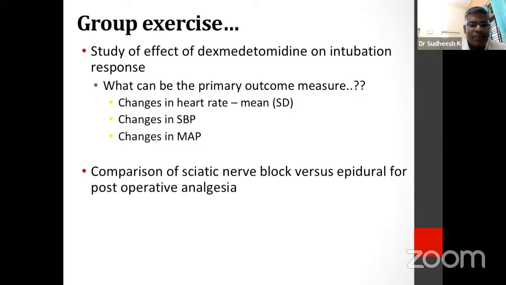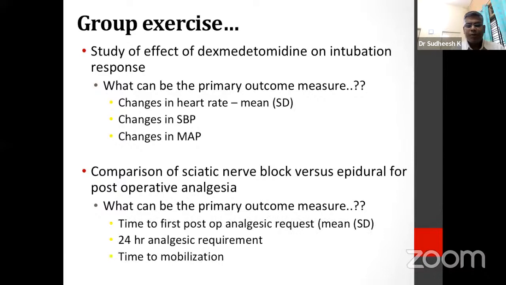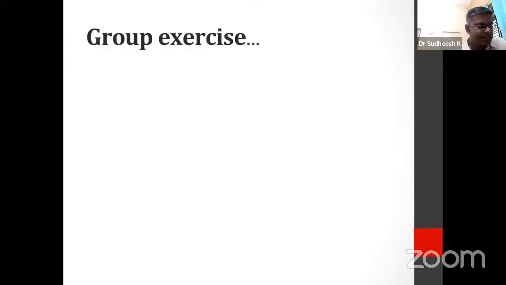Now we'll go to the next example, comparison of sciatic nerve block versus epidural for postoperative analgesia. So what are the parameters? The primary outcome measure can be time to 24-hour analgesic request, or time to first post-op analgesic request, that is your duration of analgesia. Or sometimes, suppose you know that a sciatic nerve block will have a lesser incidence of motor blockade when compared to epidural. Therefore, obviously, somebody who has a fracture, you can mobilize him faster. Once you mobilize him faster, you're fast tracking the anesthesia. So you can consider even time to mobilization as an outcome measure there.